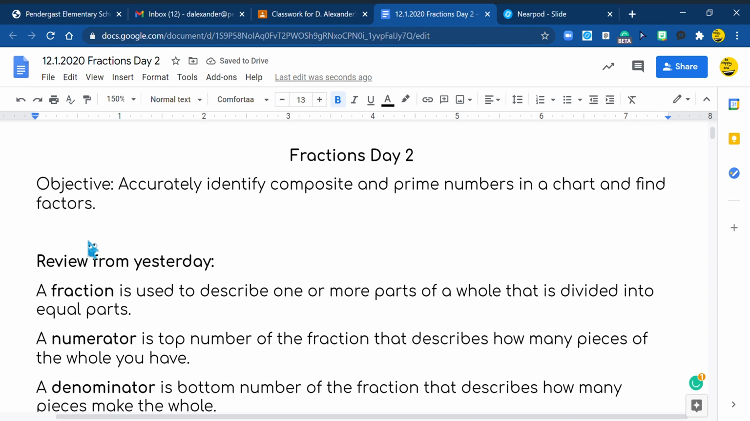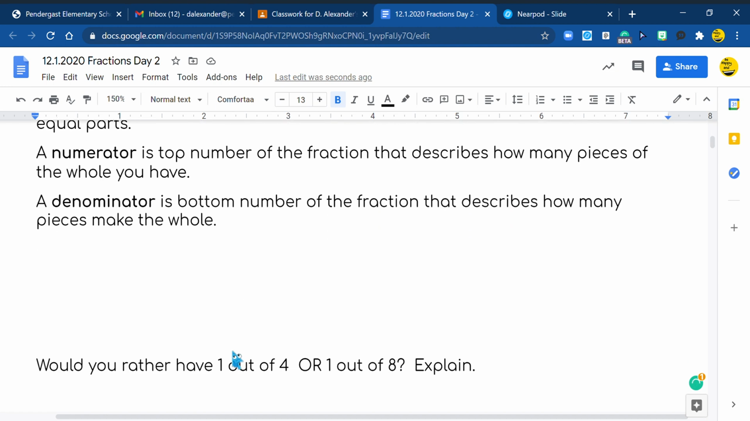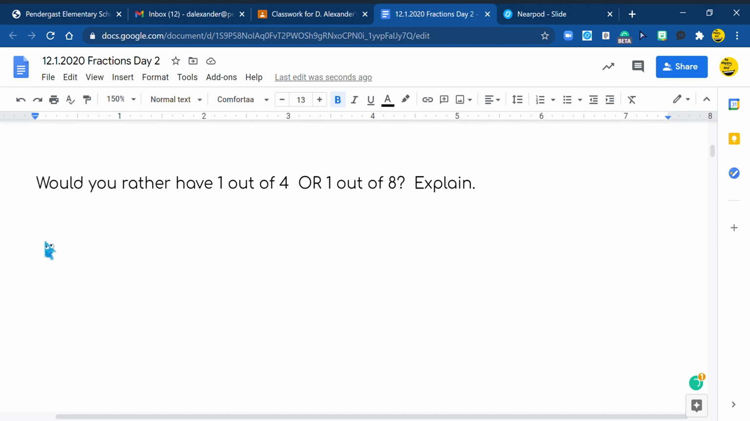fractions in our Nearpod. Remember, a fraction is used to describe one or more parts of a whole that is divided into equal parts. A numerator is the top number of a fraction that describes how many pieces of the whole you have. And the denominator is the bottom number of the fraction that describes how many pieces make the whole. So before we jump into fractions, I need to know what you guys think.